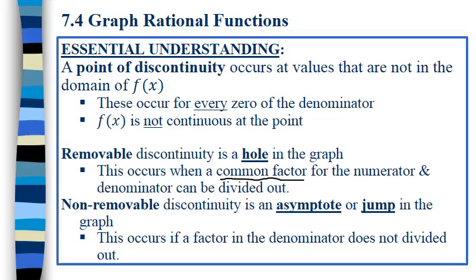Non-removable discontinuities, mostly Algebra 2 will deal with asymptotes. The jumps in the graph we'll deal with when we talk about piecewise functions, and then you talk about again in pre-calculus. This happens when it's not divided out. So when you have factors in the denominator that are divided out, then they are holes in your graph. When you have factors in the denominator that do not divide out, they are asymptotes, which means they are not removable. You can't fix them.